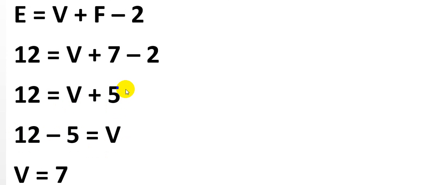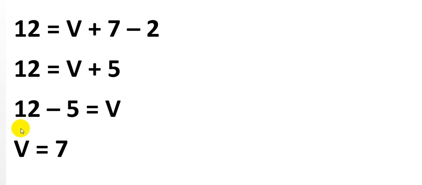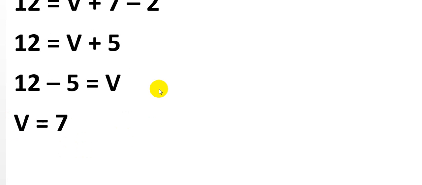Therefore I must shift plus 5 to the opposite side of the equation. As I mentioned, plus 5, when you shift to the other side, changes to minus 5. So you can write 12 minus 5 equals V. So 12 minus 5 is 7. Therefore the value of V equals 7.